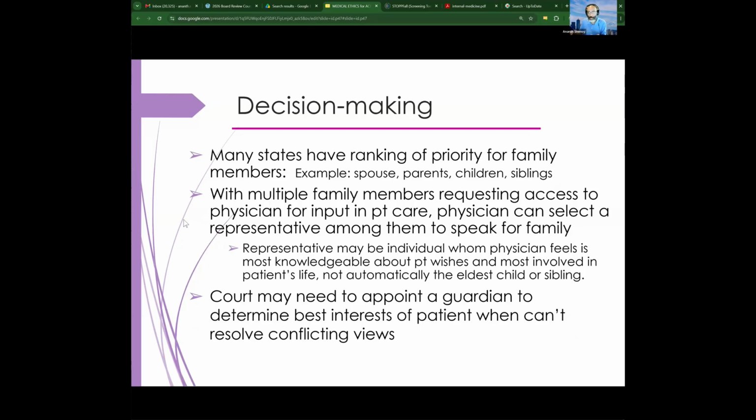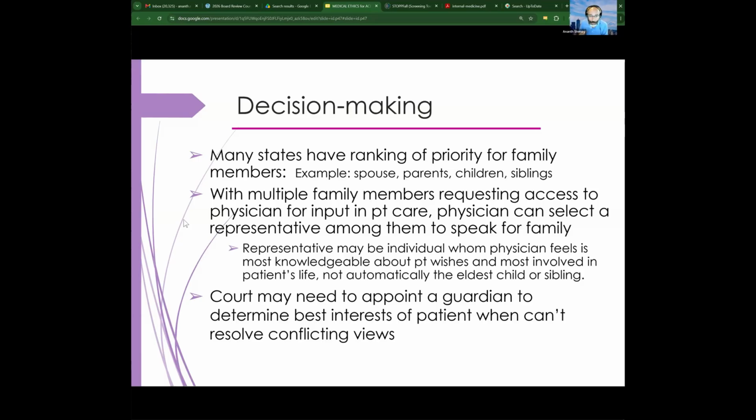Now, getting back to decision making. If someone hasn't designated a power of attorney, many states have a listed order, and it is helpful, wherever state you're practicing in, to know that order. In the state of Washington, that's very clearly laid out. It starts with a court-appointed guardian, followed by power of attorney, followed by, if neither of those things exist, a patient's legal spouse, followed by their adult children, followed by siblings, and then parents. So there is an order, and it can be different depending on the state that you're in.